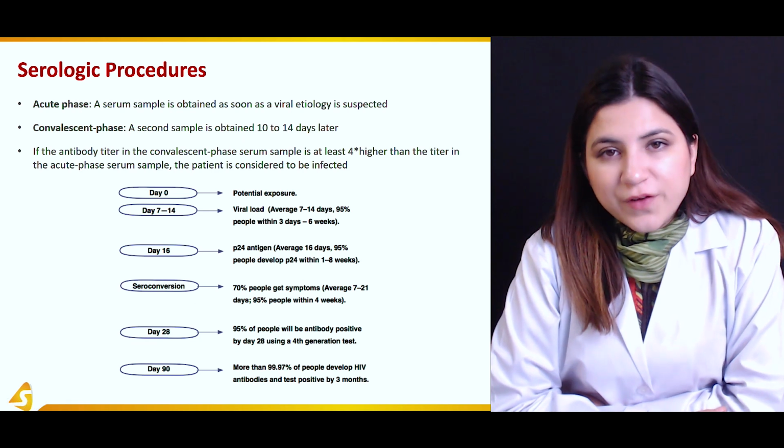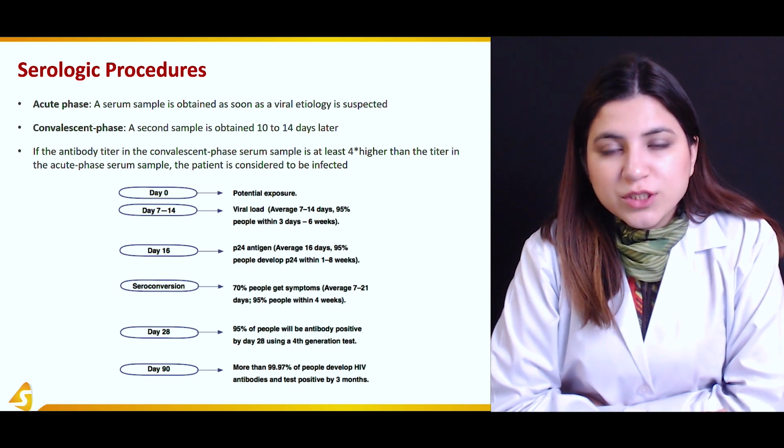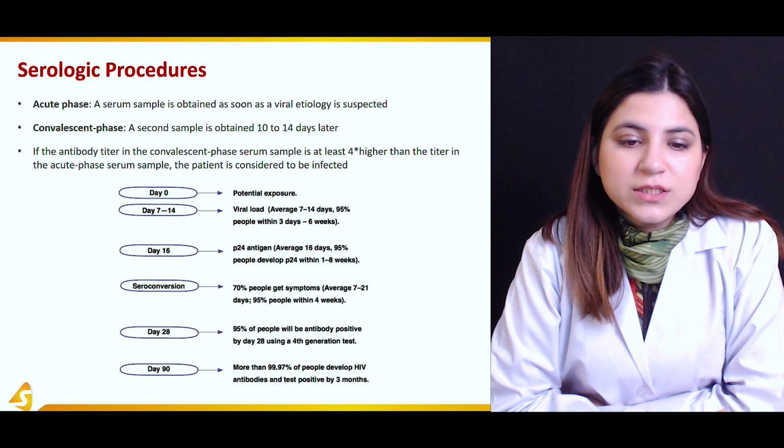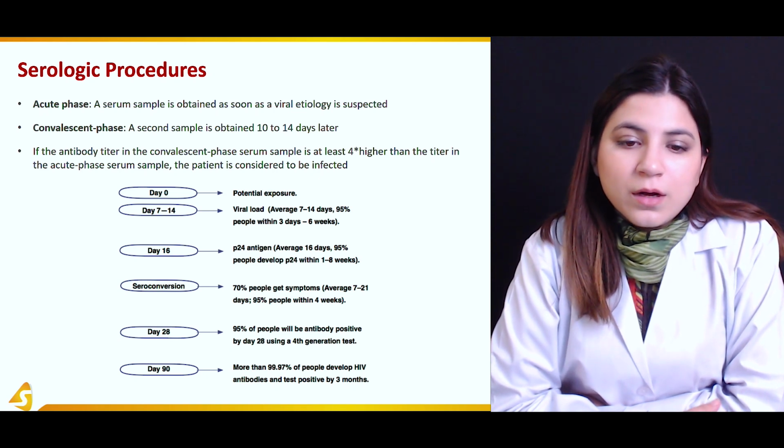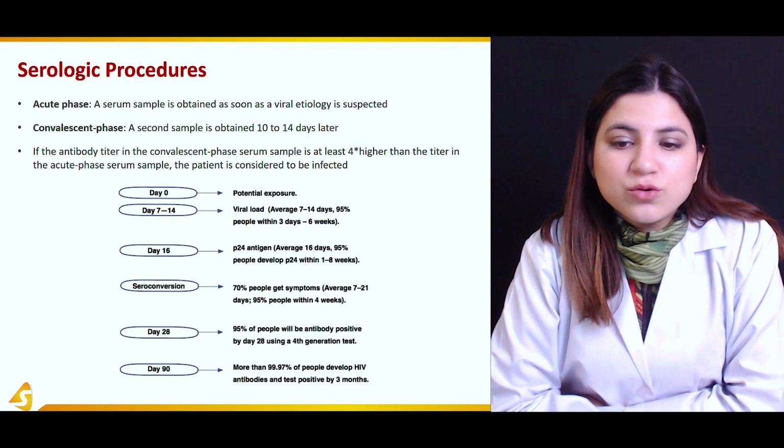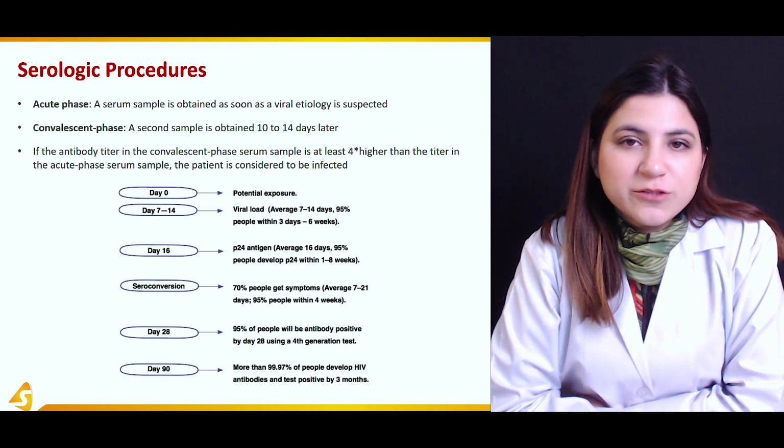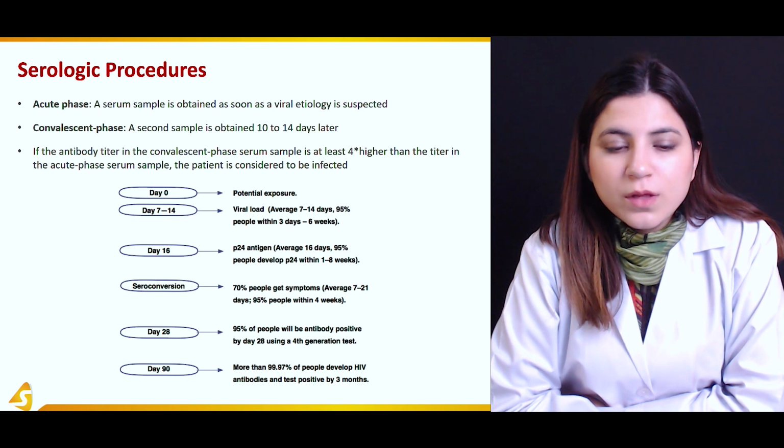So there are different phases when it comes to the serologic procedures. The first one is the acute phase. This is the phase where we obtain a sample as soon as the viral etiology is suspected inside a patient.